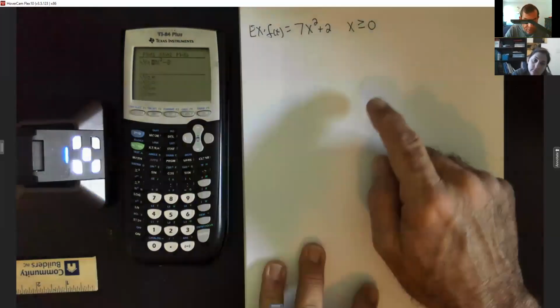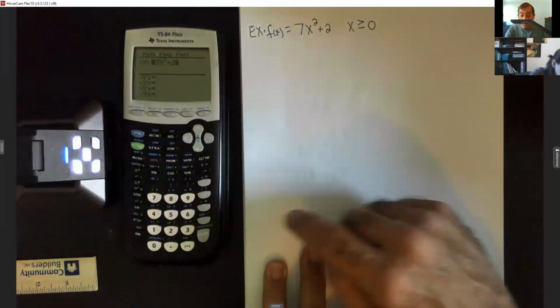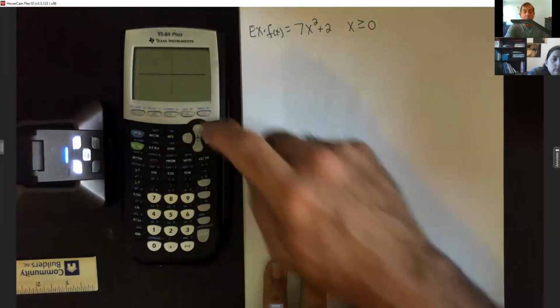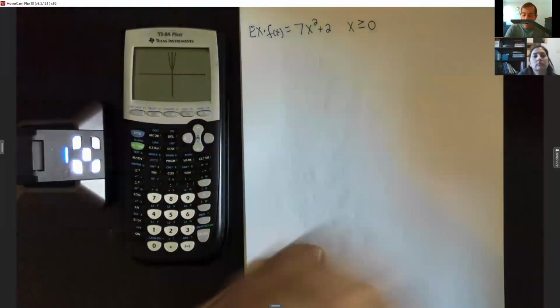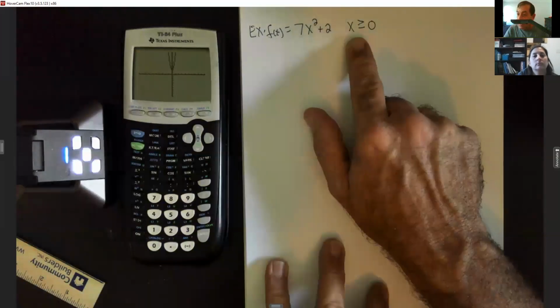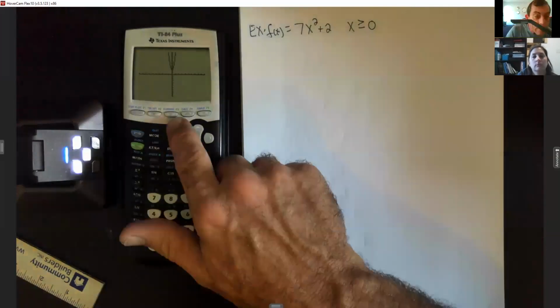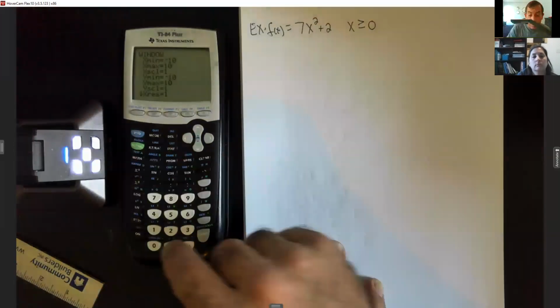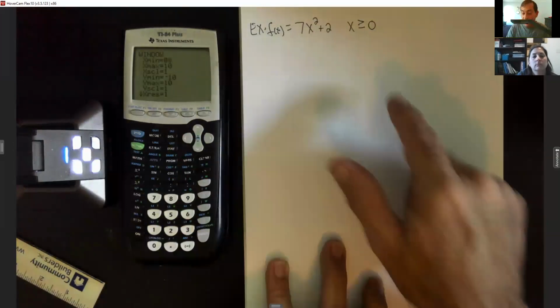If I was to put in 7x squared plus 2 and graph that, look what's going to happen. I get a parabola, which is not 1-to-1. But let me show you what you do. You see where they said x has to be greater than or equal to 0? You need to come over here where it says window, and you see where it says x minimum is -10. We need to make our x minimum be a 0. That's what they're telling us when they do that, okay?